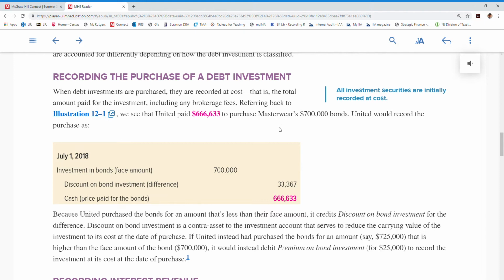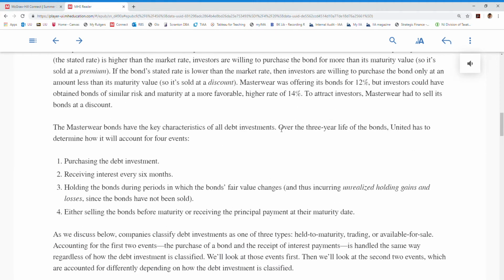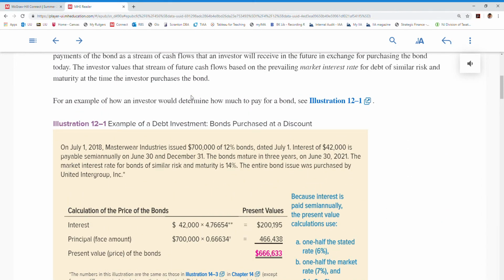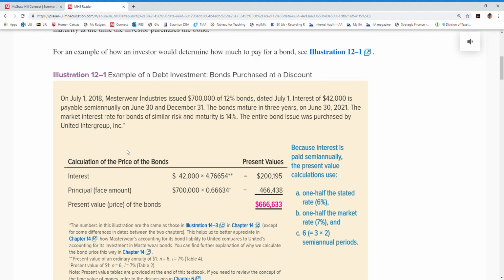So if we go back to 12.1, what happens here is we have a bond. United will pay Masterware $633. First of all, on July 1, 2000, Masterware Industries issued $700,000 12% bonds dated July 1. Interest of $42,000 is payable semi-annually on June 30th and December 31st. The bonds mature in 3 years on June 30th, 2021. The market interest rate for bonds of similar risk and maturity is 14%. The entire bond issue is purchased by United Group Inc.